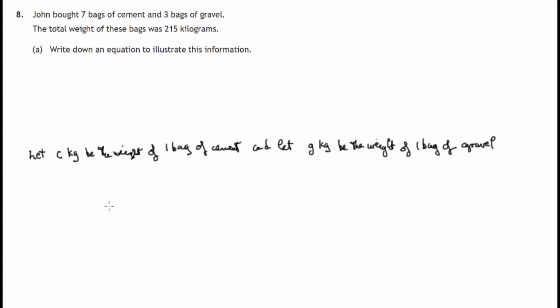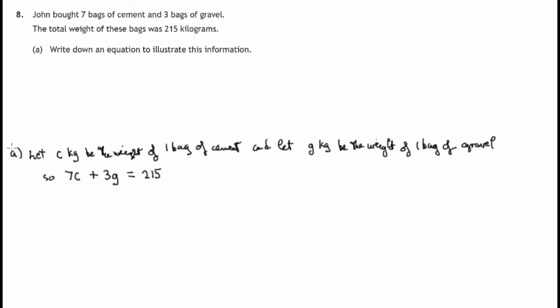So what do we know? We know that 7 bags of cement would be 7 times C, 7 times the weight of one bag, and to that we have to add the weight of 3 bags of gravel, so that's 3 times whatever G is. That's the total weight of the 7 bags and the 3 bags, giving us 215.